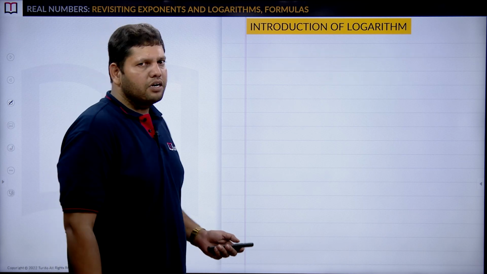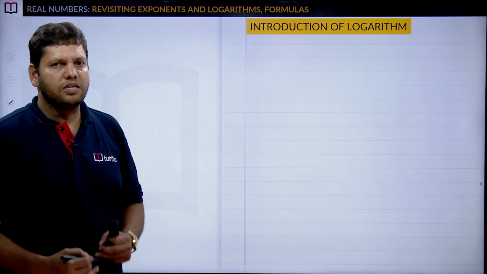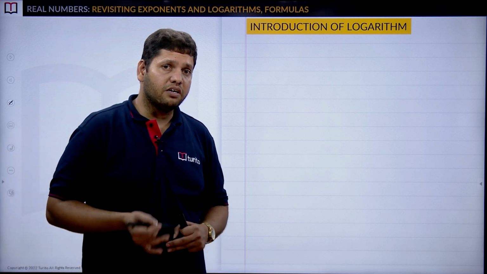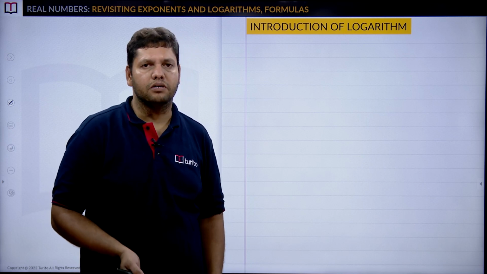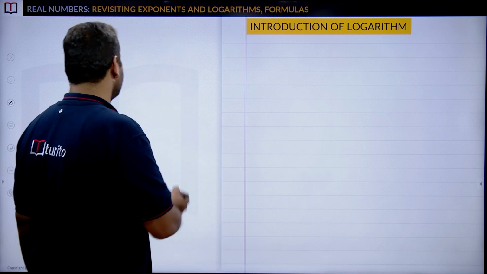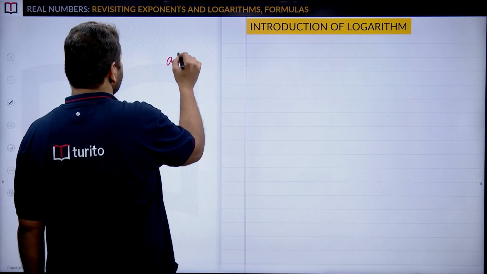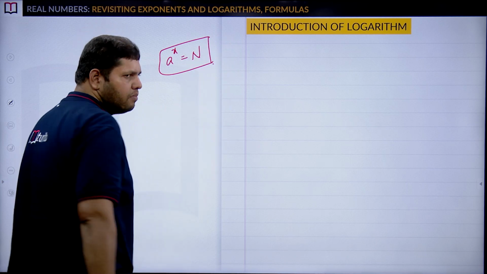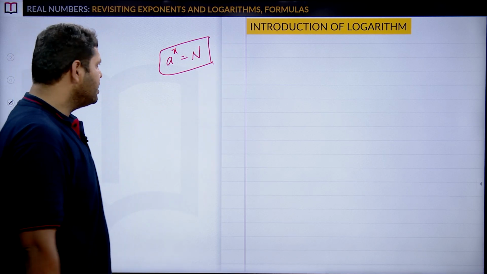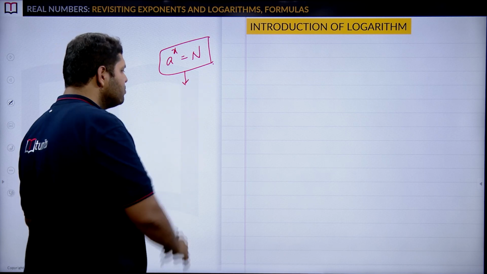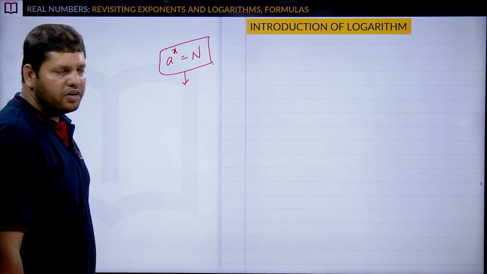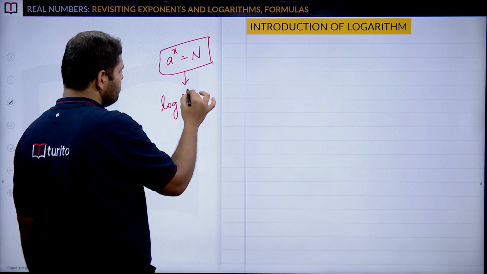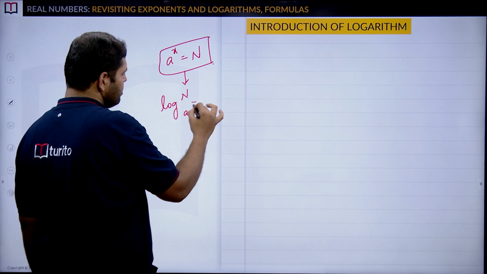Next one, children, introduction of logarithm. See children, logarithm is the same as the exponential form, but it is another way of expressing the number. I am taking a to the power of x is equal to n. So a power x value is equal to n. The same representation we can represent by using the logarithm also. So how can we write it? We can write log of n, write down the n here, the base a here, and this is equal to x.